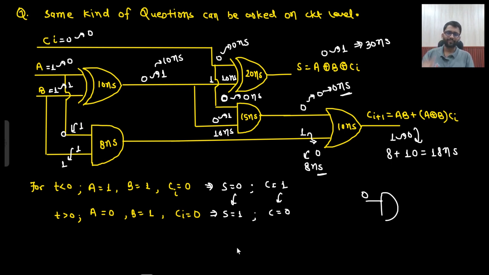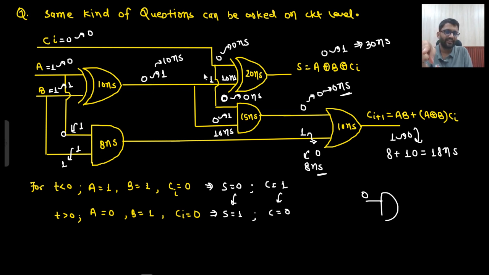Let's start again. 1 1 0. In that manner it is written. We got to know that sum and carry both are changing. That means both will take some time to change their outputs, right? 1 is going to 0, 1 is remaining at 1 only. So this output is changing from 0 to 1. So this will take 10 nanosecond because they are stable at t equals 0. Now this one is remaining the same as it is.